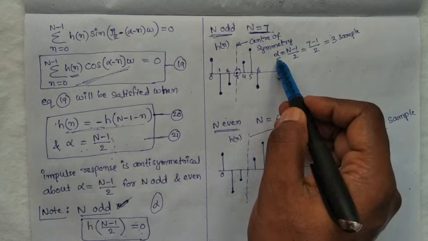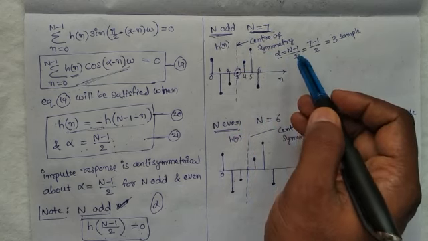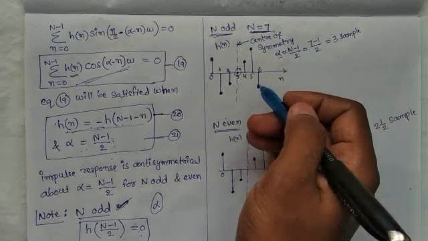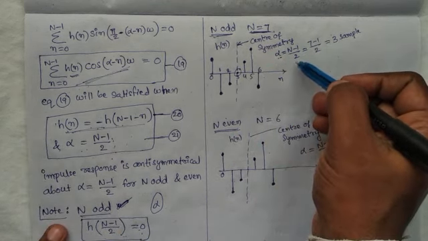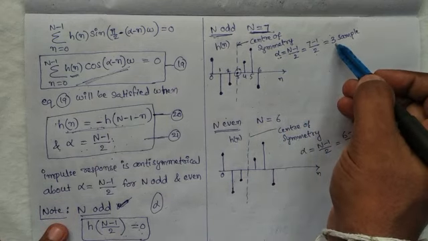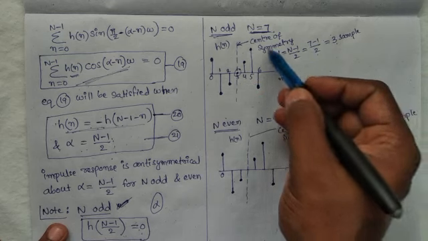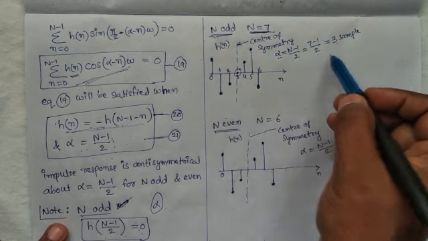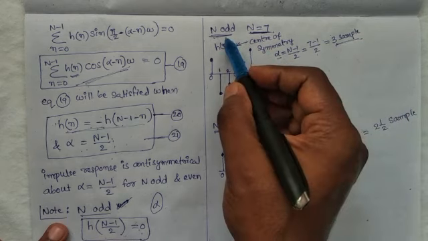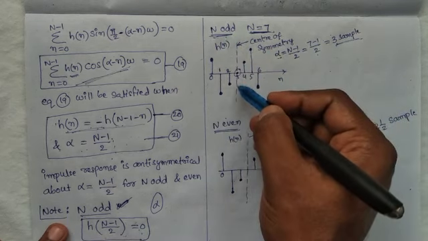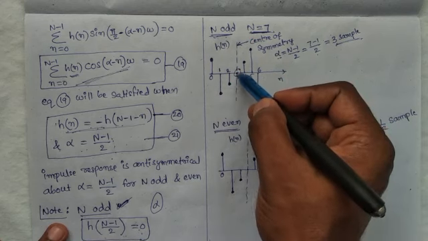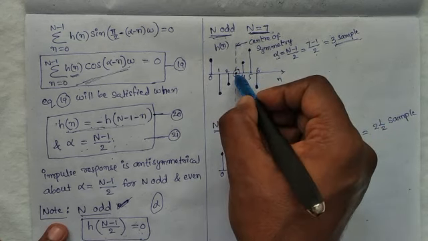Alpha is equal to what? Capital N minus 1 by 2. Here capital N is 7, so 7 minus 1 by 2 is 3. Here the center of the symmetry occurs at the third sample. For capital N odd, your impulse response at alpha is what? 0. The impulse response is 0.